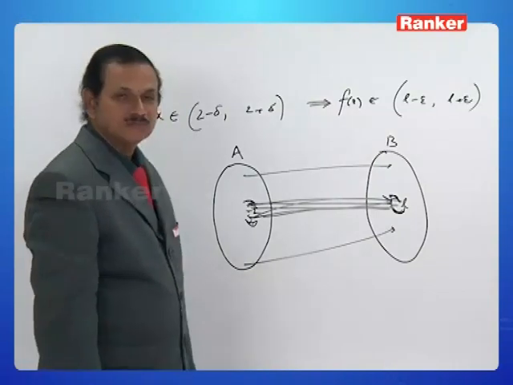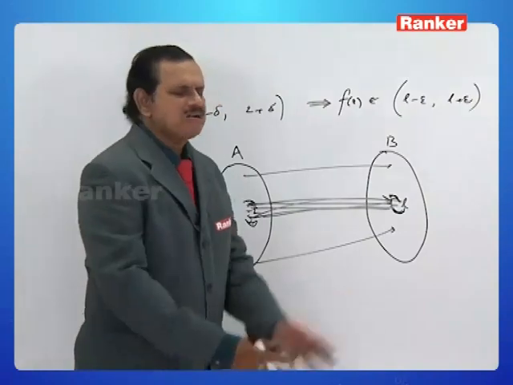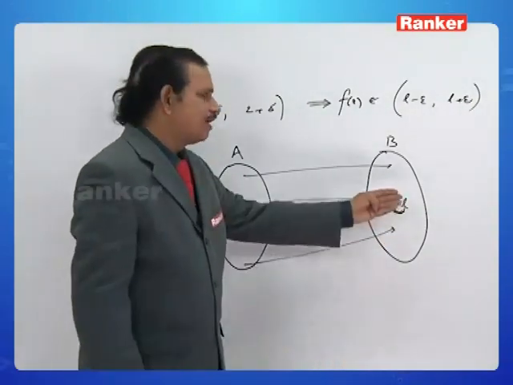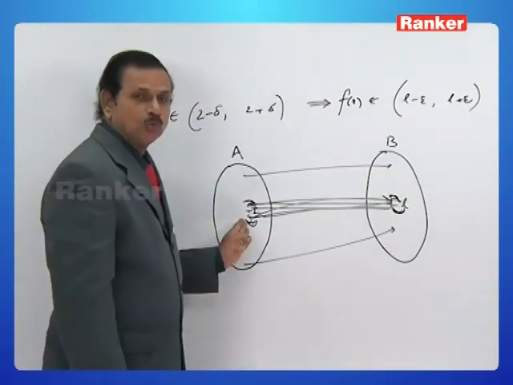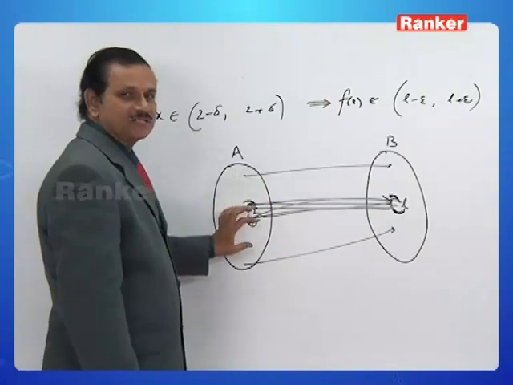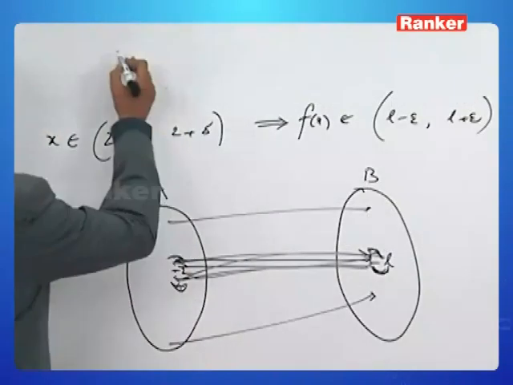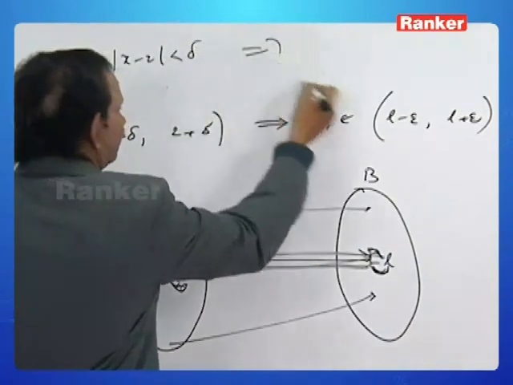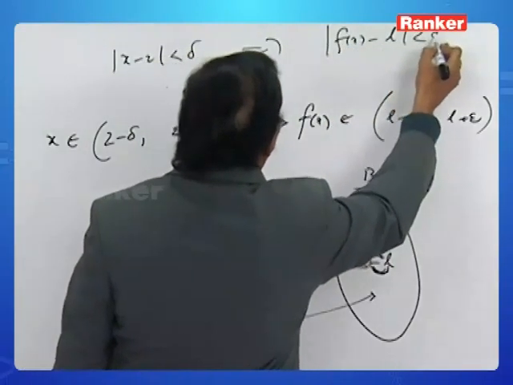This is the pure theoretical part around the limit. And this is explained in a brief sentence. Corresponding to every neighborhood around L, there exists a neighborhood around 2 such that for all the points in this neighborhood, images will lie here. Of course, this can again be expressed like this: mod x minus 2 less than delta. This can be explained as mod f of x minus L less than epsilon.